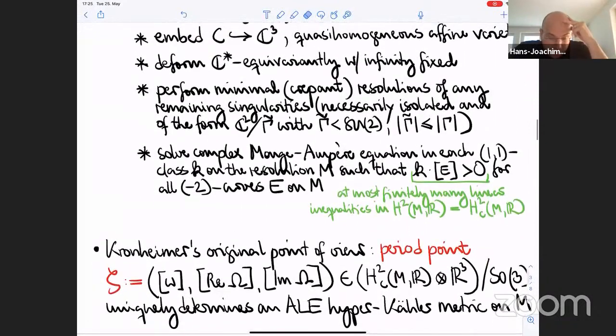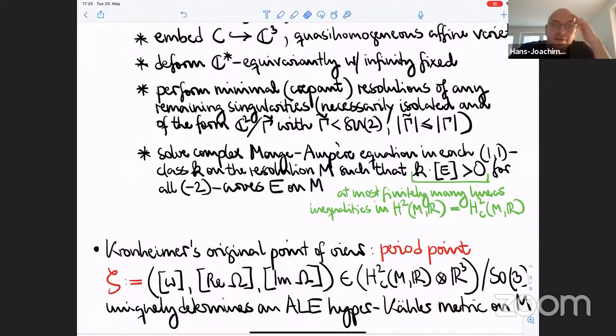Well, Kronheimer's original point of view was slightly different. He was more focused on the hyperkähler structure, and in particular, he phrased the classification in terms of the period vector, or the period point, of the hyperkähler structure. So I emphasize the complex structure and the Calabi-Yau structure a little bit more, but of course, in the hyperkähler case, they're interchangeable to some degree.